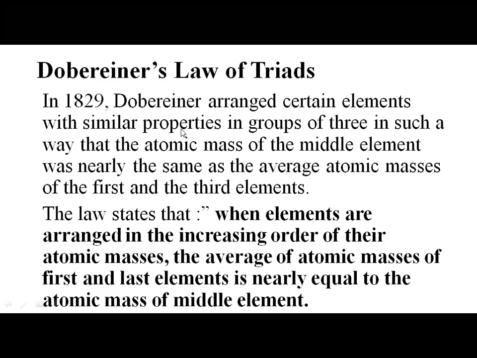So he arranged certain elements with similar properties in a group of 3. When he made groups of 3, that group he called a triad. Tri stands for 3, so a group of 3 stands for triad. He arranged them in such a way that the atomic mass of the middle element was nearly the same as the average of the atomic masses of the first and third elements. The law states that when elements are arranged in the increasing order of their atomic masses, the average of the atomic masses of the first and last element is nearly equal to the atomic mass of the middle element. This is the law which was given by Dobereiner.